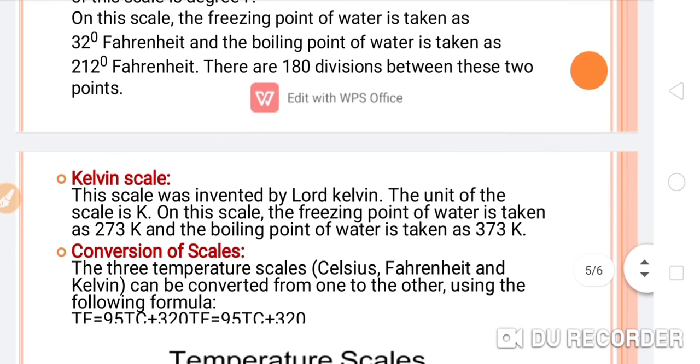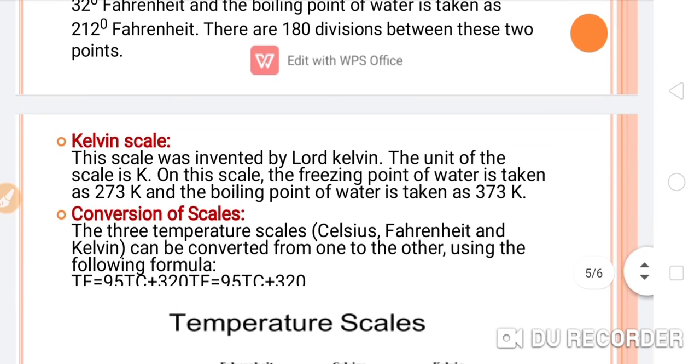Now the last one, that is the Kelvin scale. This scale was invented by Lord Kelvin. The unit of the scale is K. On this scale, the freezing point of water is taken as 273 Kelvin and the boiling point of water is taken as 373 Kelvin.